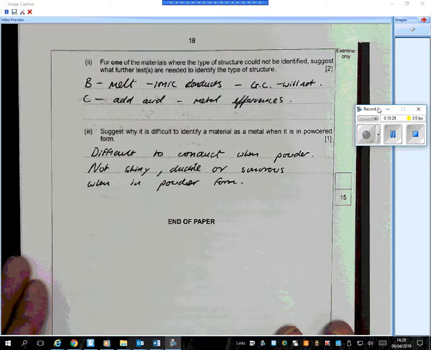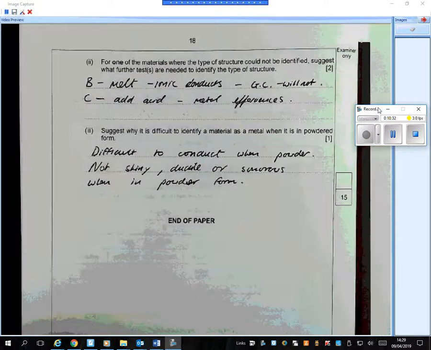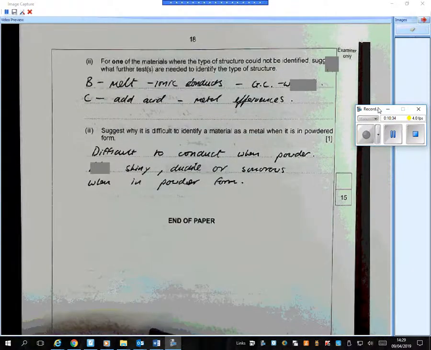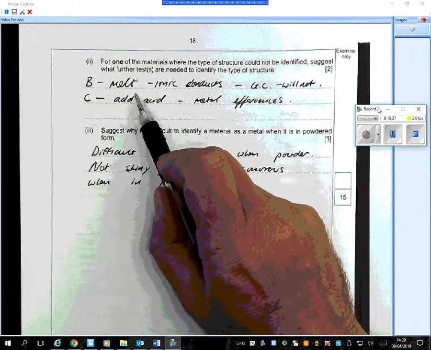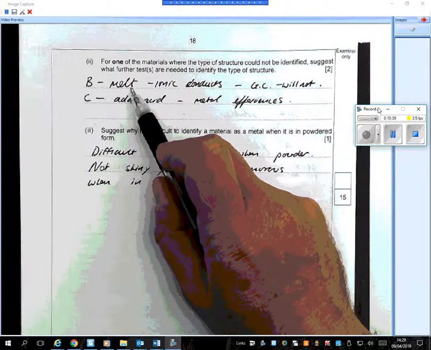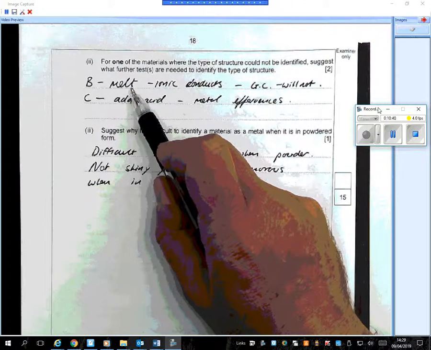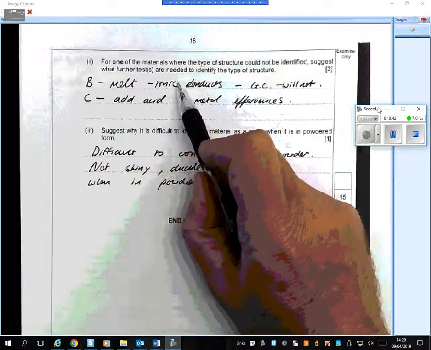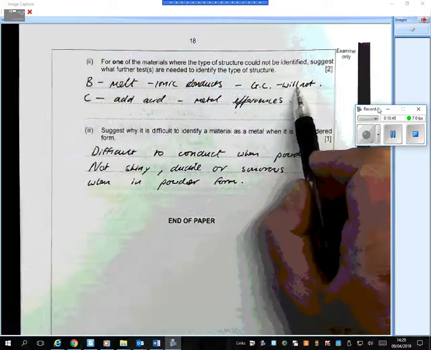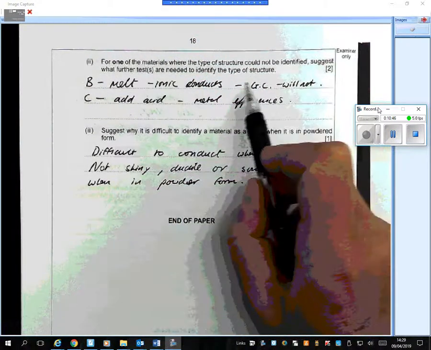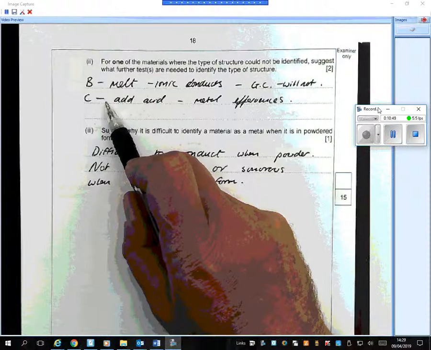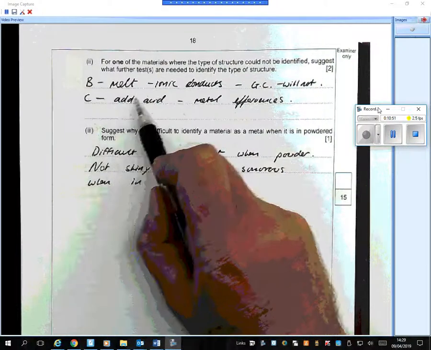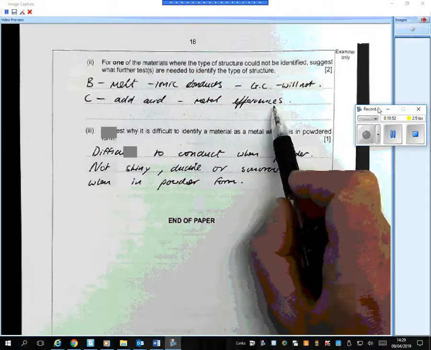So what other tests could you do to tell the B and C what structure they are? You could melt them. You need a really, really high temperature, and then the ionic would conduct electricity, whereas the giant covalent would not. And if it was a metal, you could add an acid, and you would get effervescence.